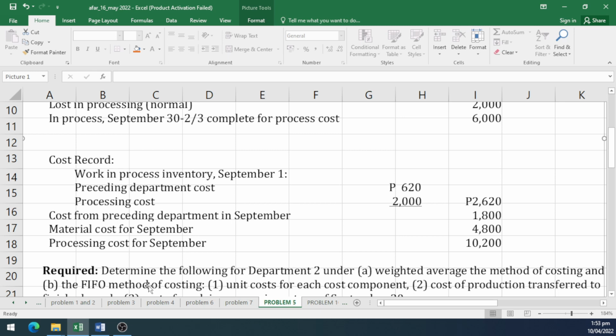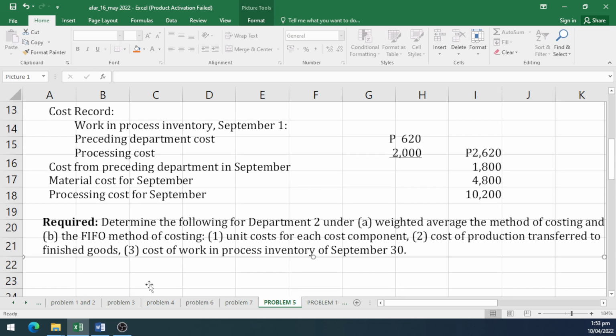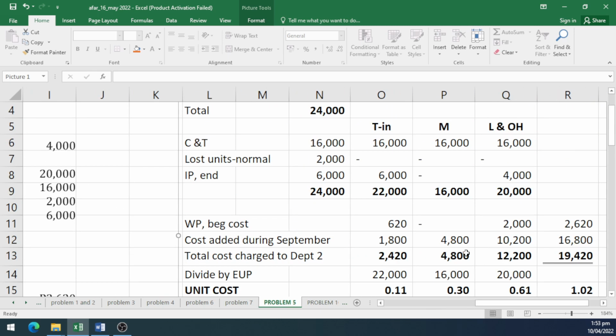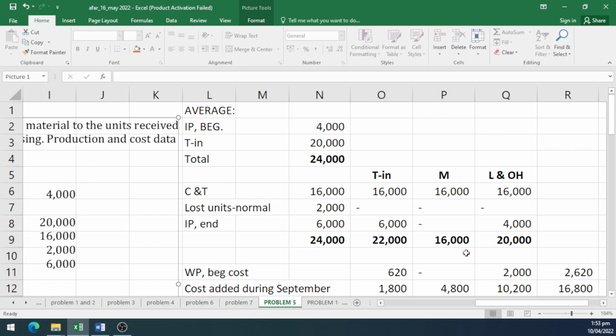And the requirement is to determine, using weighted average and FIFO, the following unit cost for each cost component: cost of production transferred to finished goods, and cost of work in process inventory of September 30. Okay, so unahin na natin yung average method. Mag-compute tayo ng EUP. Yun ang una natin gagawin.